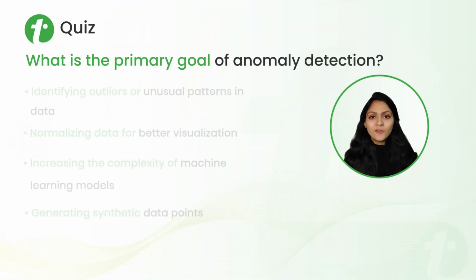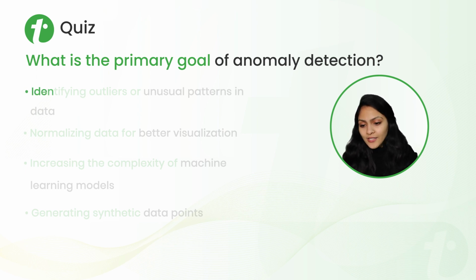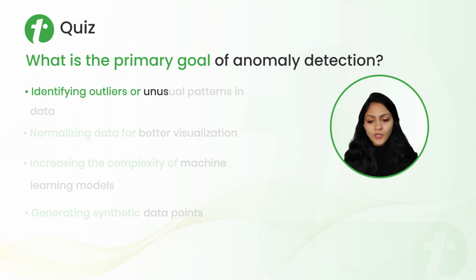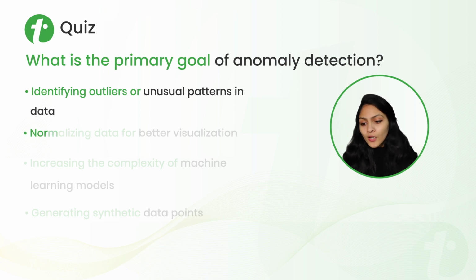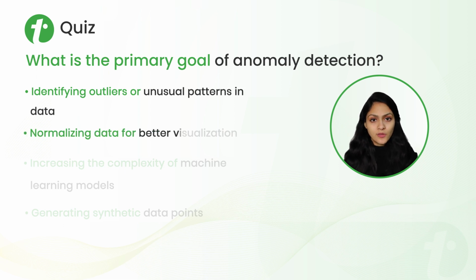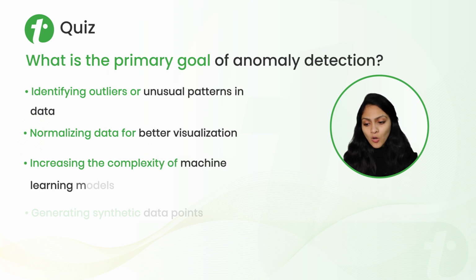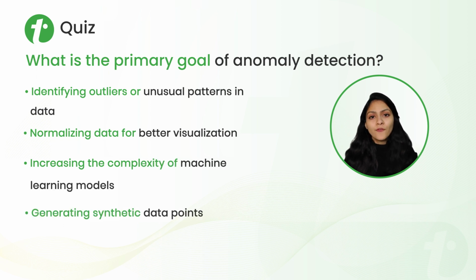Now, here is a quiz for you all. What is the primary goal of anomaly detection? The options are: identifying outliers or unusual patterns in data, normalizing data for better visualization, increasing the complexity of machine learning models, or generating synthetic data points. If you know the answer, write it down in the comment section, please.